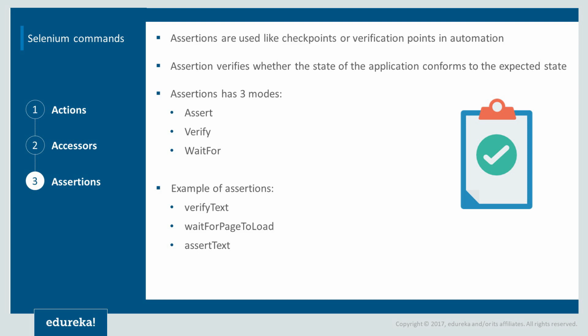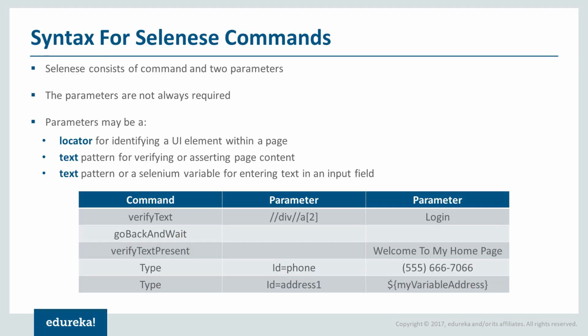So you have these examples of assertions: verify text, wait for page to load, and assert text, right? This is how you perform assertions in order to identify it. You have it here: verify text, go back and wait, verify text present or not. The parameters that it takes are your locators, and it is going to capture the parameter value, for example, if the value is login or welcome to my homepage, or whatever value you're using, in order to work.